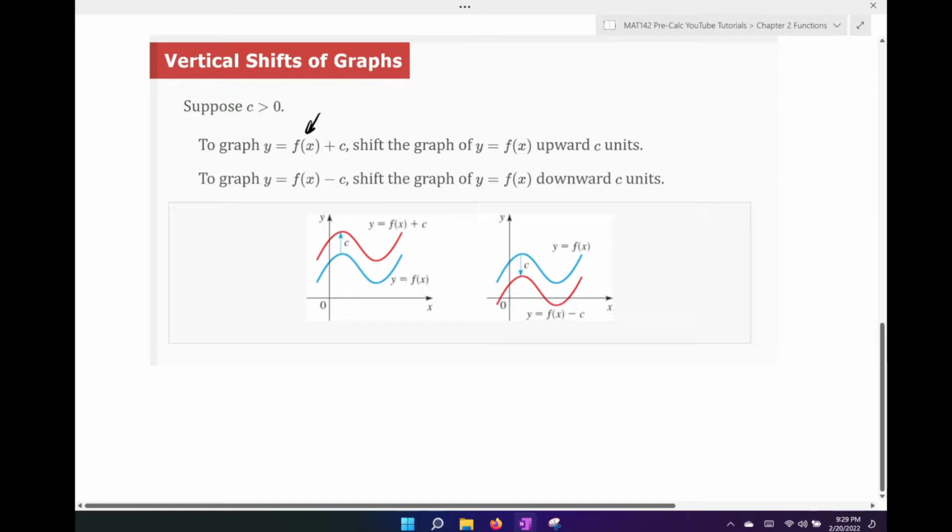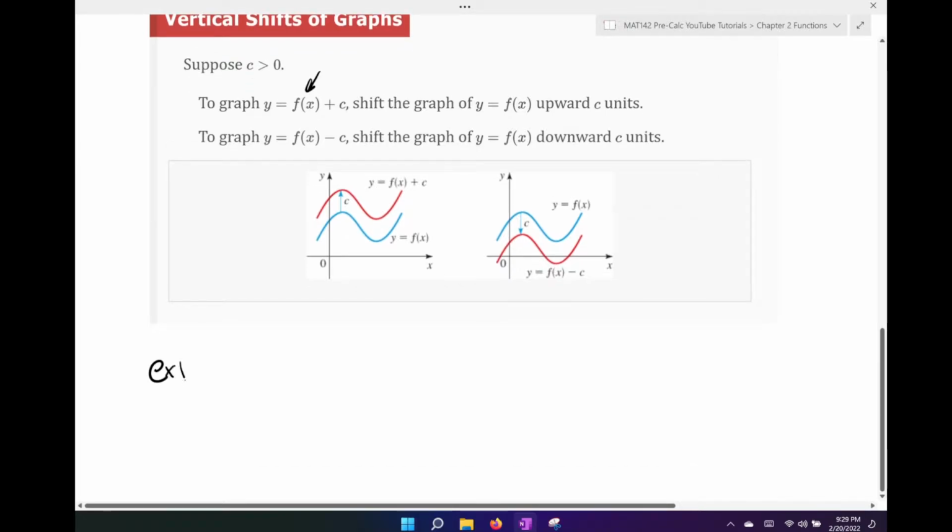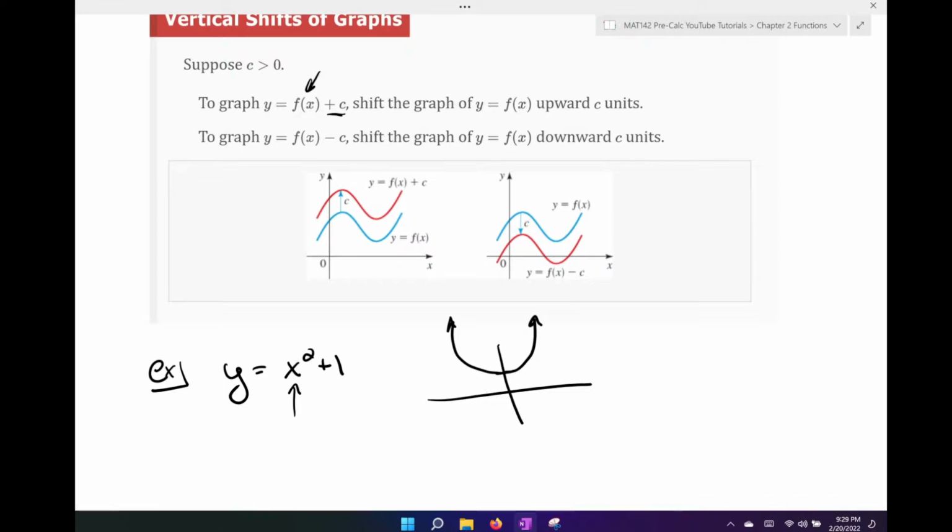So, for example here, if I have y equals, let's say x squared plus 1, well, we know first that the parent function is x squared, so it's going to be a parabola, and we just shifted up vertically 1 unit because the plus c is on the outside of the function. You're going to hear me refer to that. All right, so it's going to be on the outside of the function.